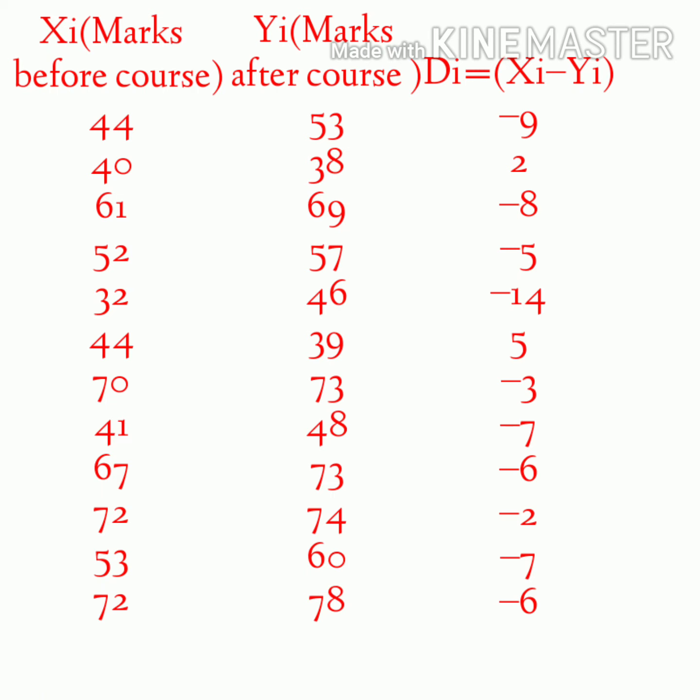And now you will calculate summation d. So after adding all the values we get summation d equal to minus 60. And now you will also have to calculate d bar. As you know, the formula of d bar equals summation d divided by n. So here summation d equals minus 60, divided by n equal to 12. So you will get the value of d bar equal to minus 5.